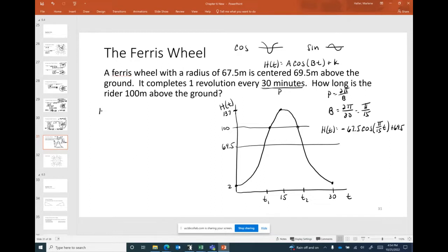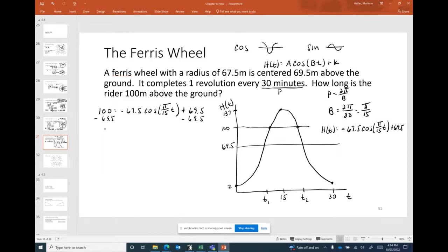Okay, so 100 equals negative 67.5 times the cosine of pi over 15 t plus 69.5. First step is we need to isolate that trig function. So let's subtract the 69.5 from both sides.